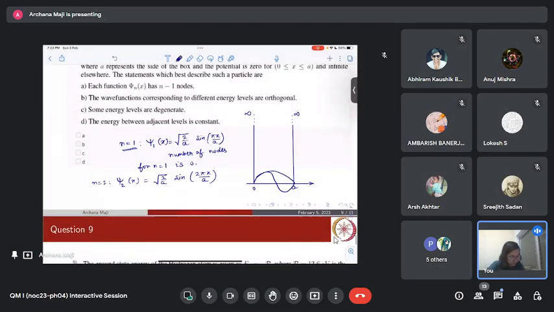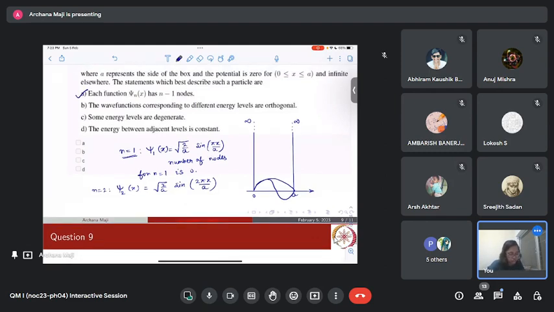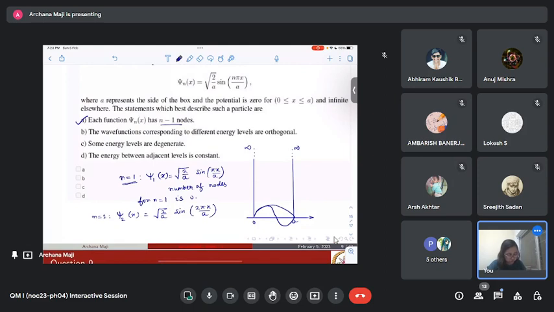Yeah, so for the first excited state we have one node, that is for n equal to 1. Number of nodes is 1. Likewise for n equal to 3 you will have 2 nodes and so on. So that's why this option is correct: each function psi n of x has n minus 1 nodes.